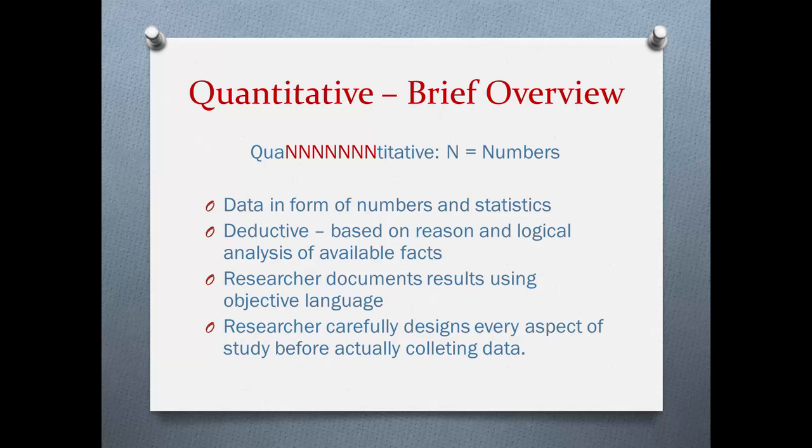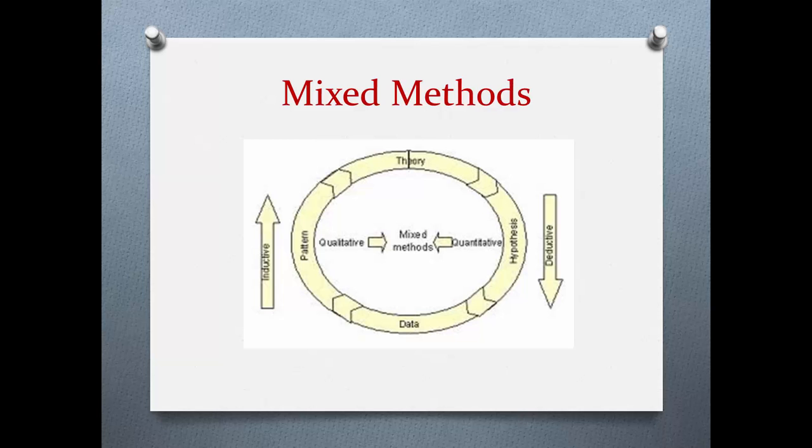Research documents result in using objective language. And then the researcher fully designs every single aspect of the study prior to starting data collection. This is the difference between quantitative and qualitative research. And then of course you have mixed methods, and as the name implies, it's a mixture of qualitative and quantitative.